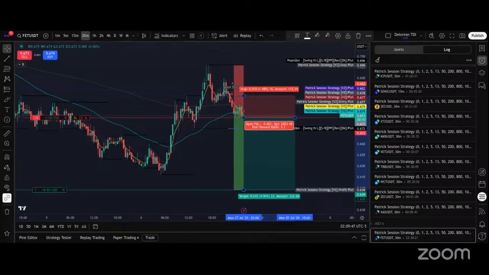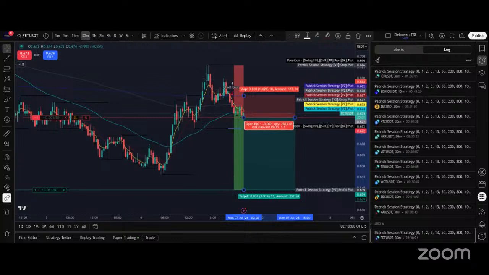And here's your first call of the night. What's happening, DJ? FET, FET, USDT. 30-minute confirmation. Market execution sell. Entry price is 0.672. Stop loss is 0.682 for 10 pips. Take profit is 0.639 for 33 pips, and a risk to reward ratio of 3.30.